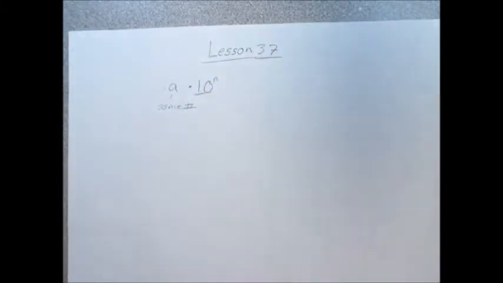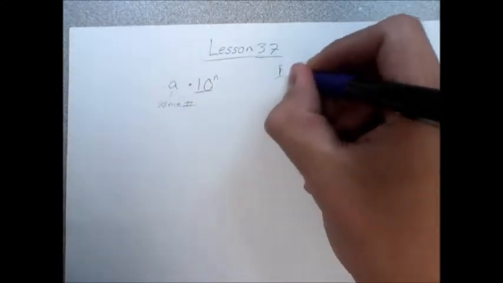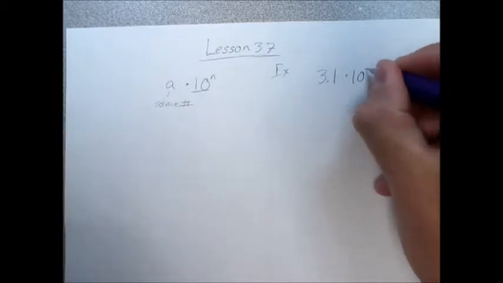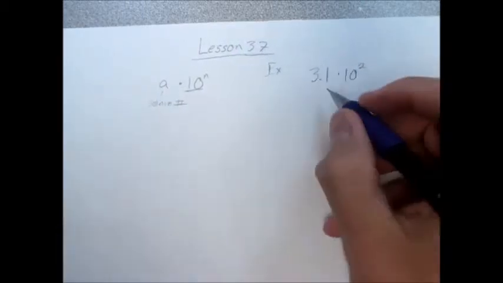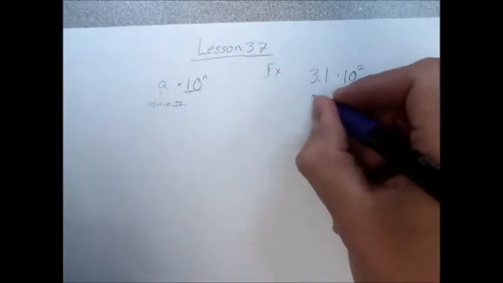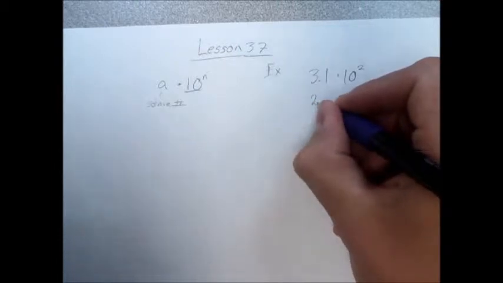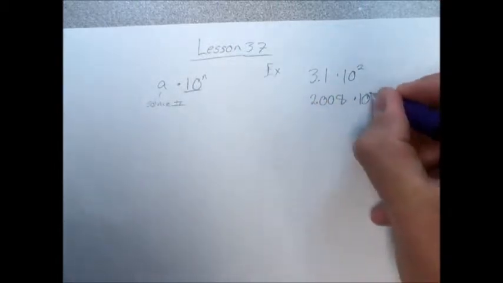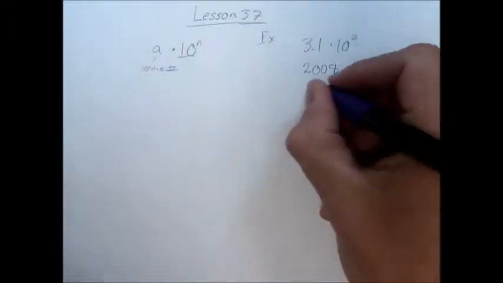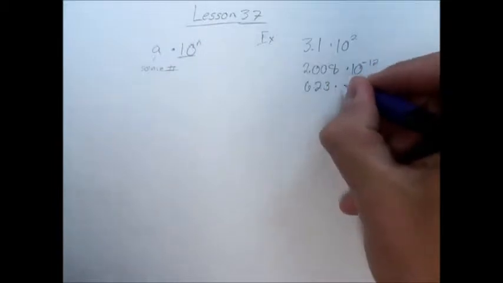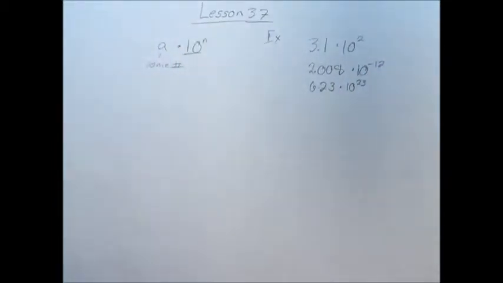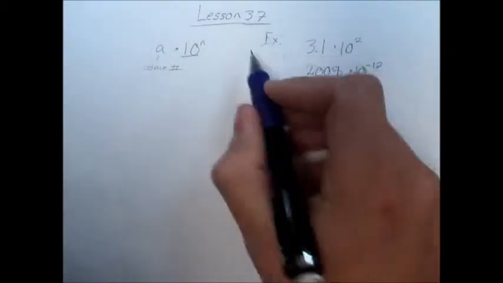For example, some examples that you might see are 3.1 times 10 to the second. That is scientific notation for that number. Or 2.008 times 10 to the negative 12th. Or 6.23 times 10 to the 23rd. Those are the types of numbers that you might see, is all I'm trying to show you there.